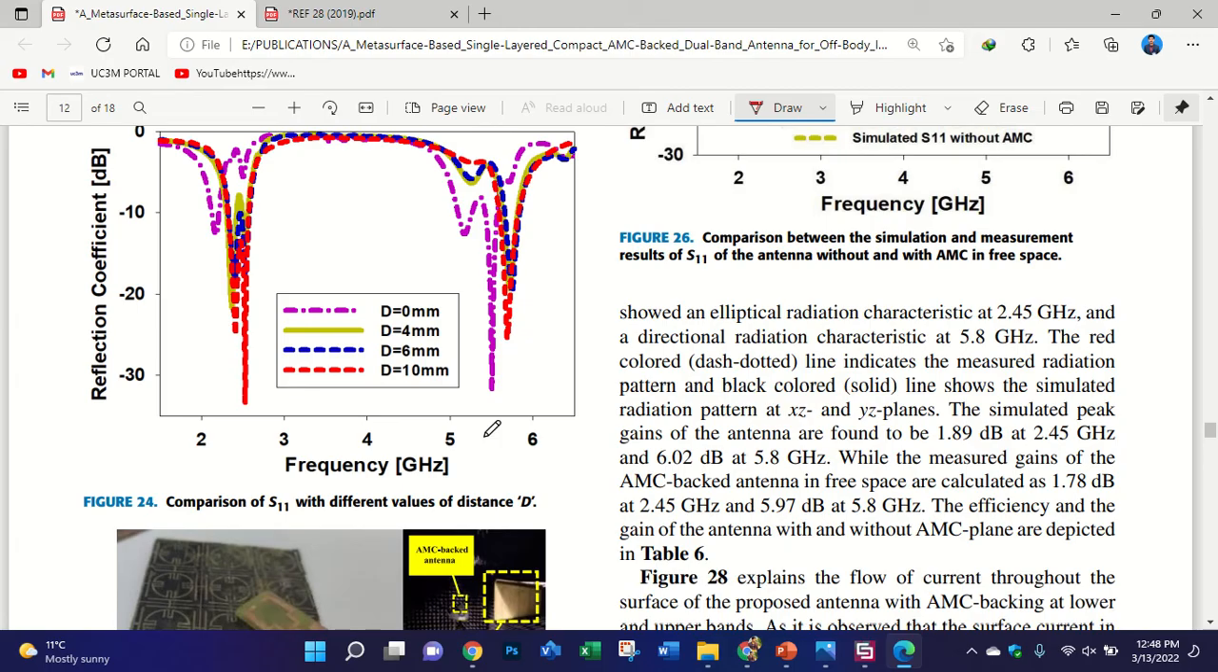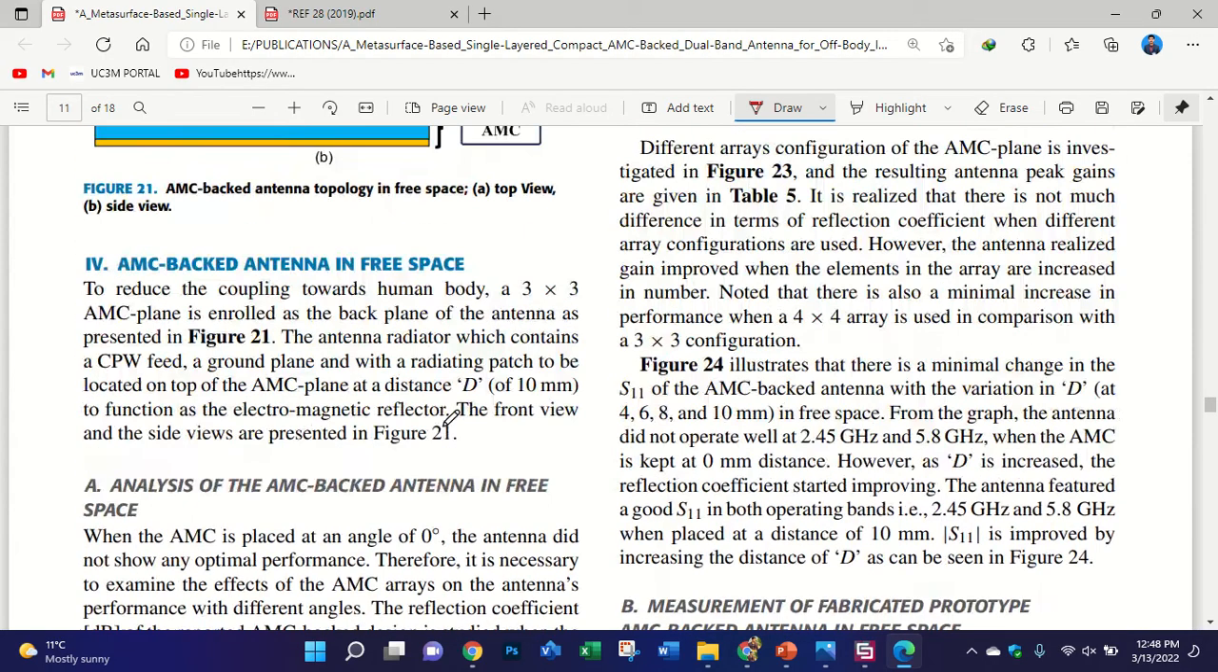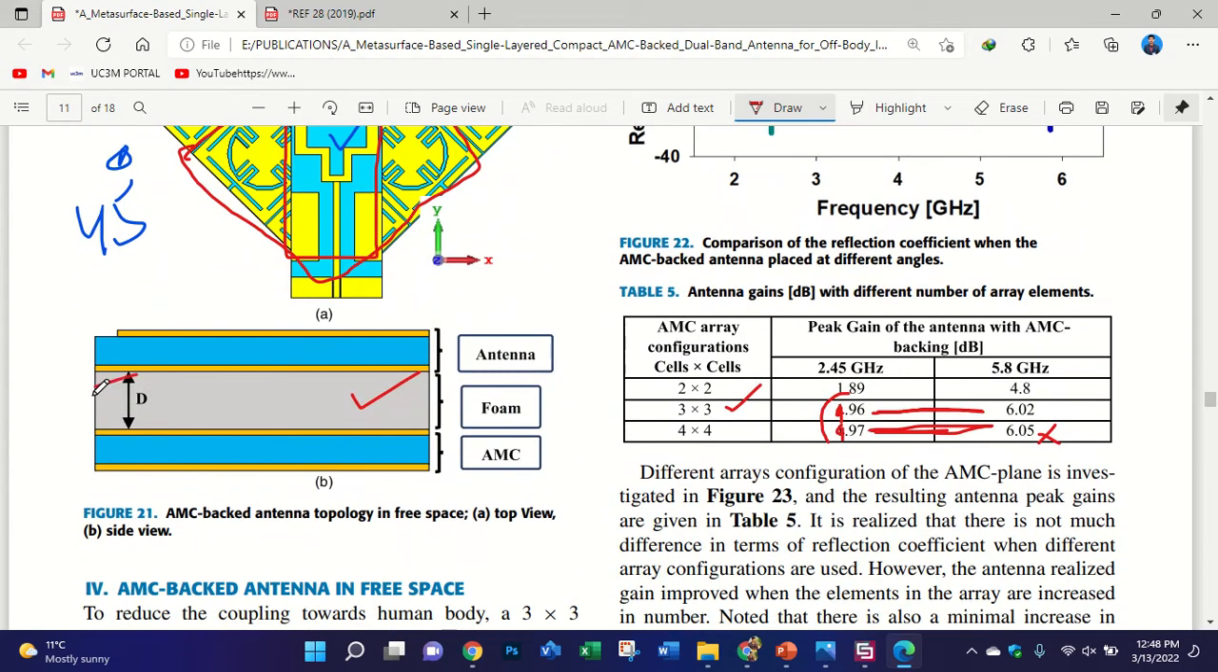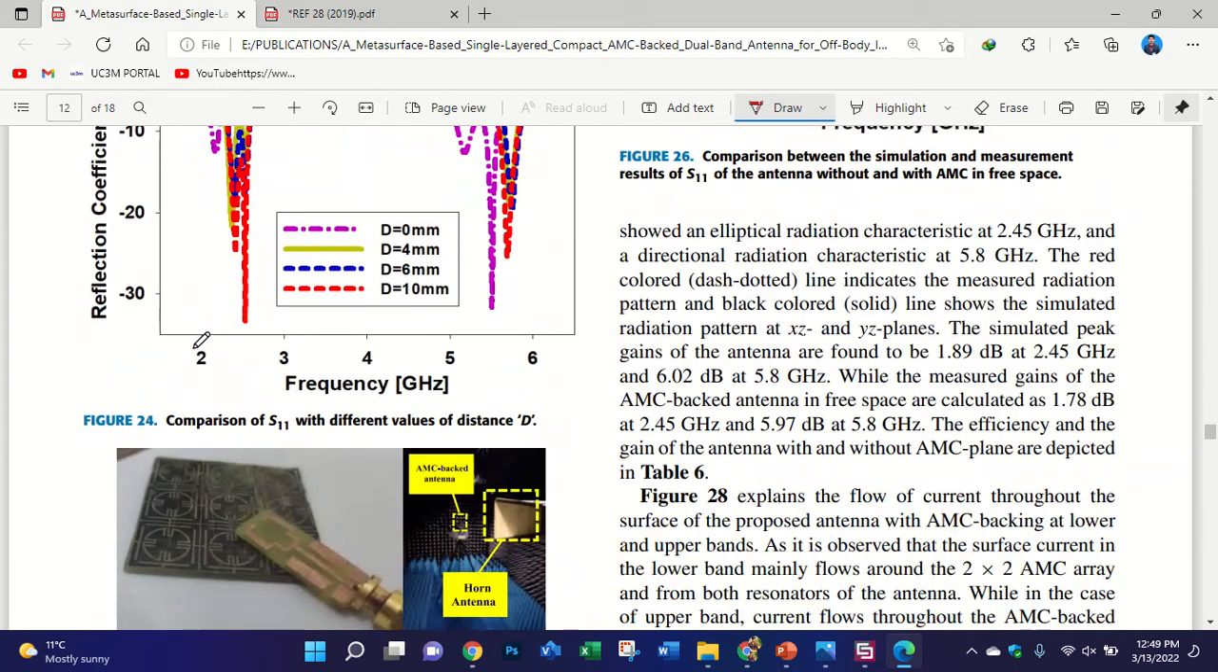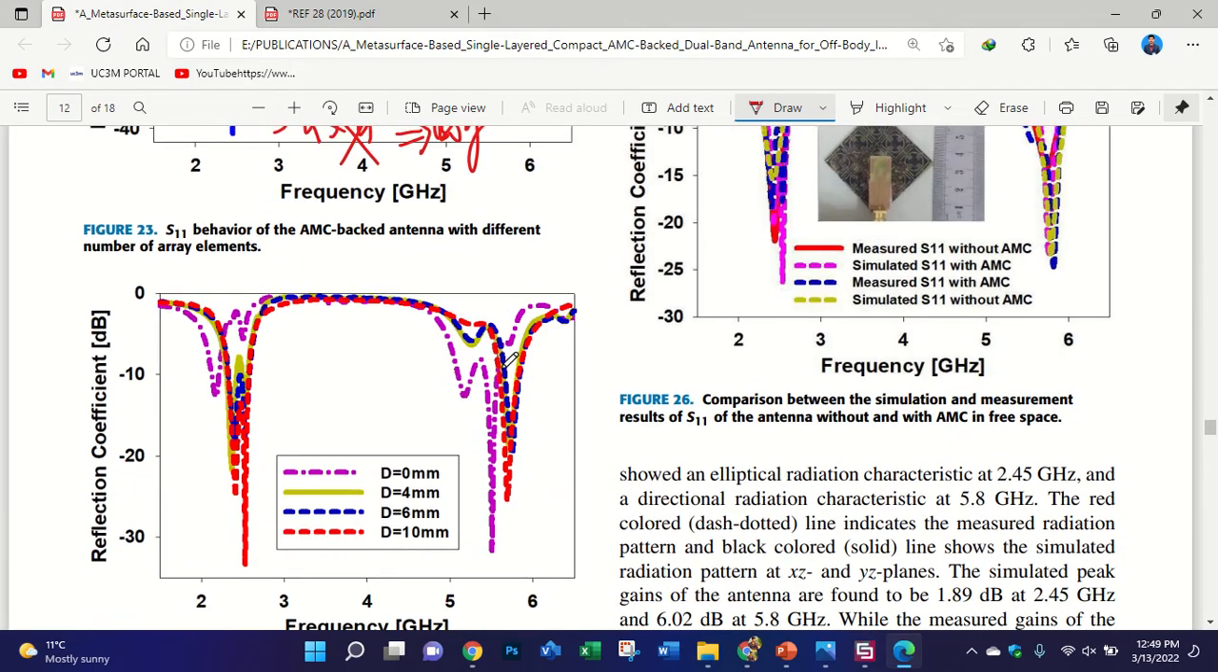And here this is the distance you are talking about. This is your antenna, this is your metamaterial, and this is the distance between the metamaterial and the antenna. So if you increase or decrease the distance between the metamaterial and the antenna, your results will change.